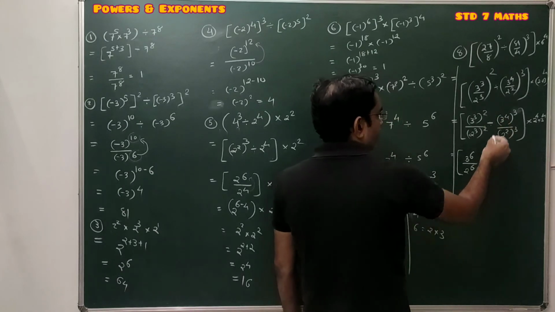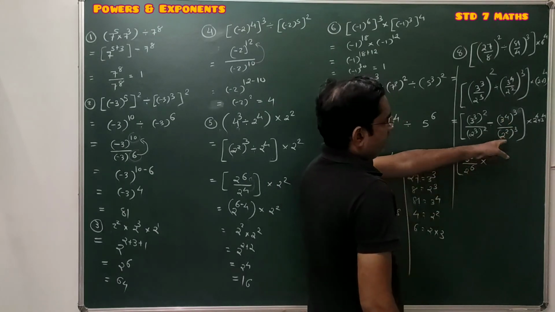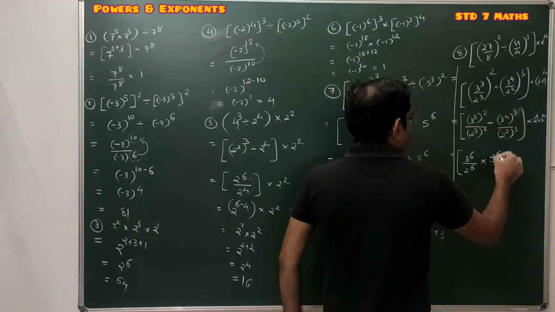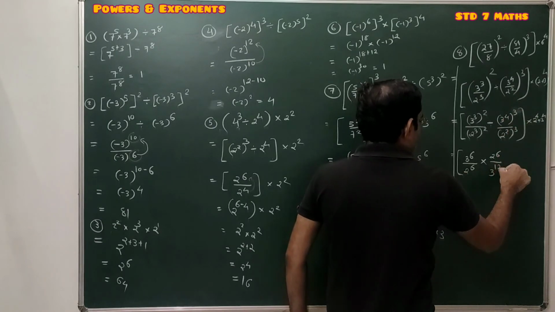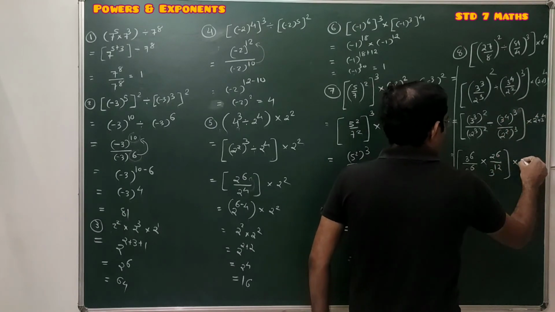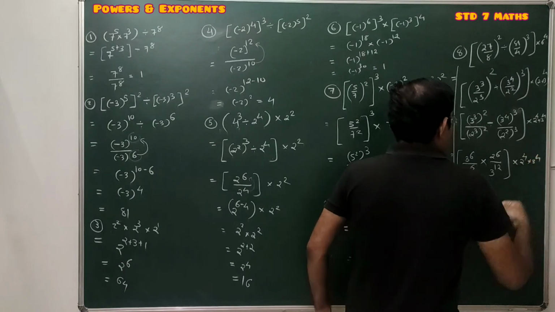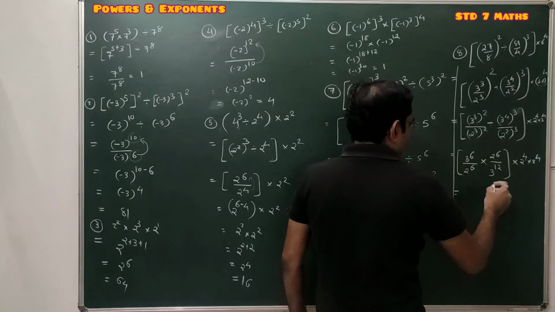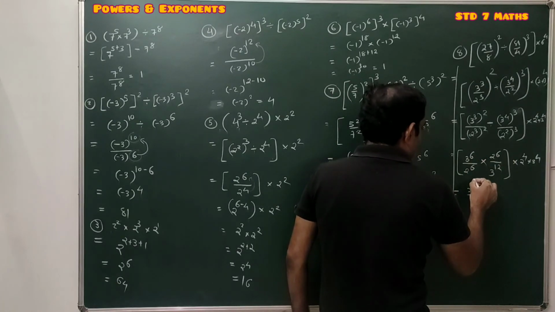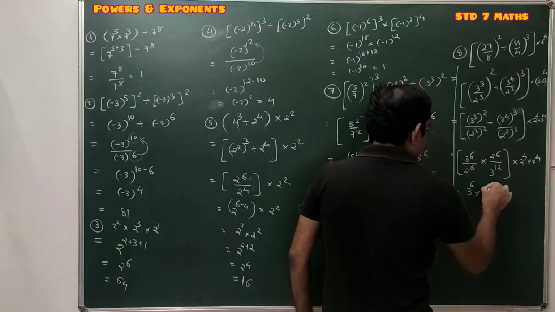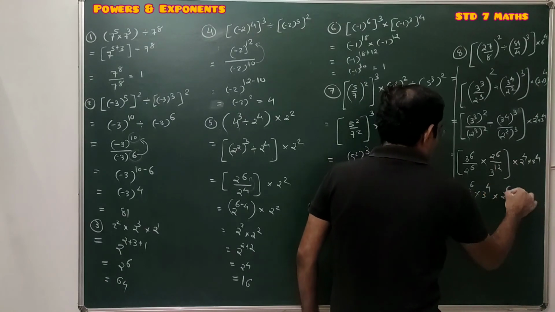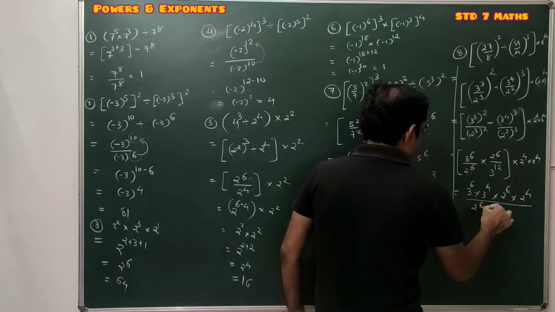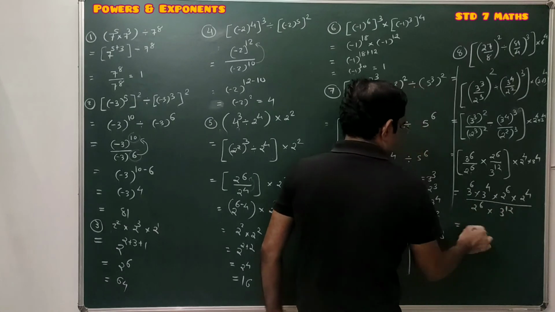Here we can replace this division with multiplication by the reciprocal of this quantity. So it's 2 raised to 6 upon 3 raised to 4 times 3, which is 12, multiplied by 2 raised to 4 and 3 raised to 4. Now write the numerator as well as the denominator combinedly. So it's 3 raised to 6 into 3 raised to 4, multiplied by 2 raised to 6, multiplied by 2 raised to 4, upon 2 raised to 6 into 3 raised to 12.